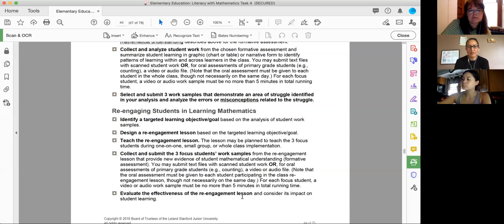And then you're going to evaluate the effectiveness of the re-engagement lesson. Okay, so what impact did it have? Hopefully, you know, it worked. The students met the learning objective in a way that you thought they didn't in the previous lesson. And then you talk about that.